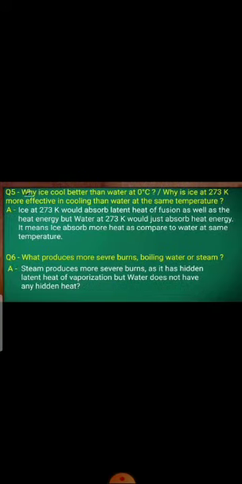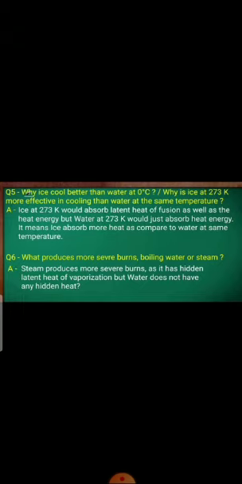Now next question, why does ice at 0 degree centigrade, that is 273 Kelvin, cool better than water at the same temperature? Here one thing we have to remember: ice at 273 Kelvin absorbs an extra amount of heat, in the form of latent heat of fusion. Due to this absorption of the latent heat of fusion, ice at 273 Kelvin is more effective in cooling as compared to water at the same temperature.